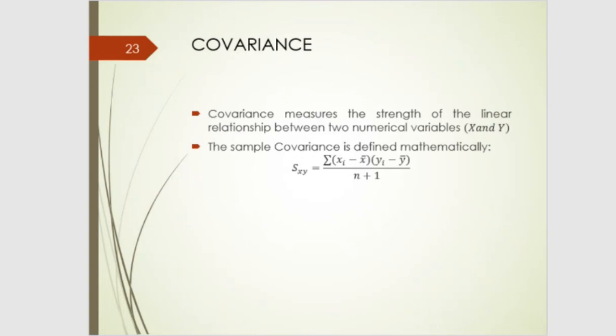All right, so the covariance measures the strength of the linear relationship between two numerical variables, x and y. That's where we talk about independent variables and dependent variables. This is a commonly used statistical tool when you are analyzing data, because it is about the relationship: we want to check if this causes this. Let's say, for example, we are talking about attending class versus passing the exams.